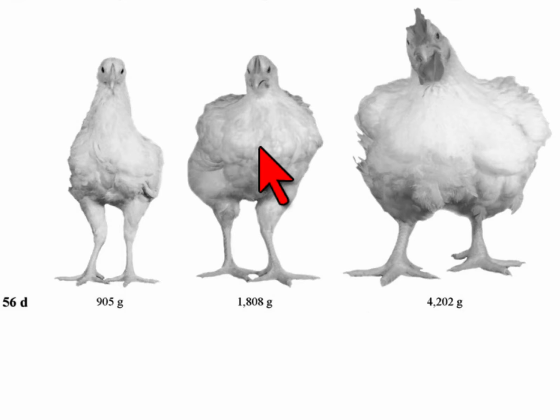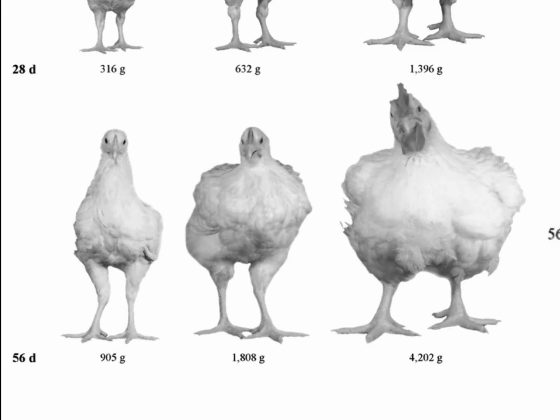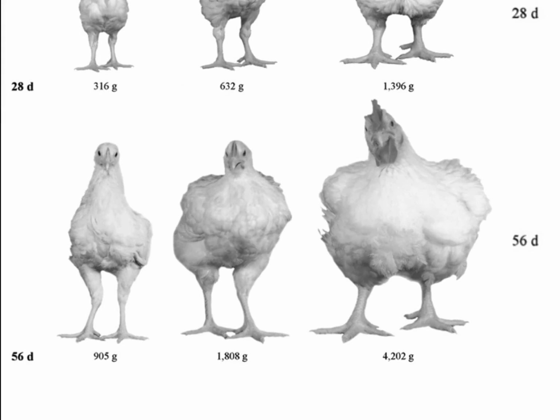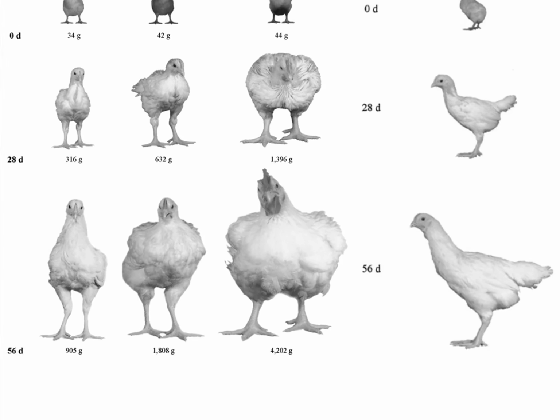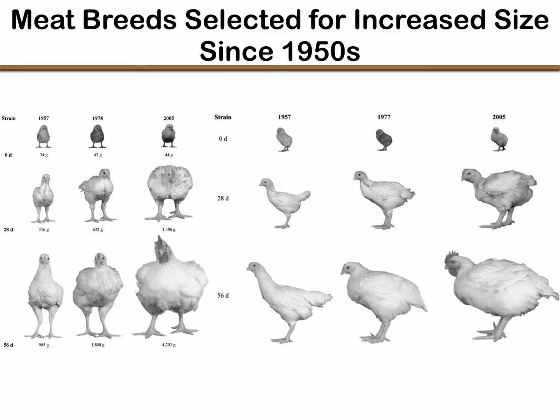1957, and then a huge jump in 1978, and then in 2005, even bigger. These are just side views over here of the same birds that we see over here. So again, people are selecting for these various traits. You just allow the birds that have more muscle mass to breed, and those are the ones that will end up looking like what we see here.